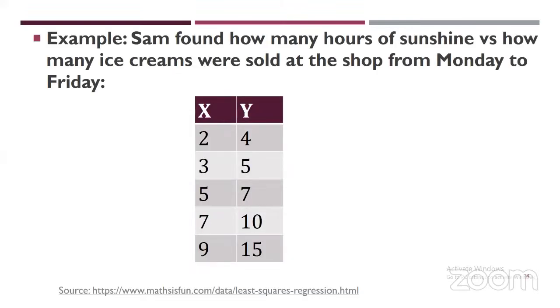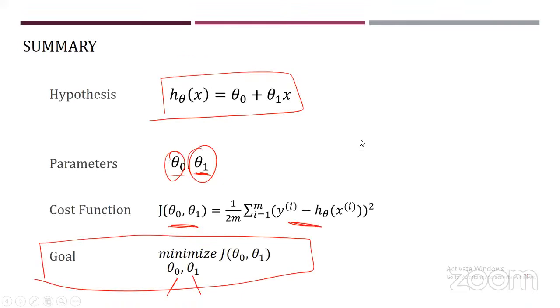Suppose a very simple example. Suppose this is related to selling. If this many hours of sunshine are there, then how many ice creams will you be able to sell? Basically, the least square method, the method which I have covered here, is talking about this one.